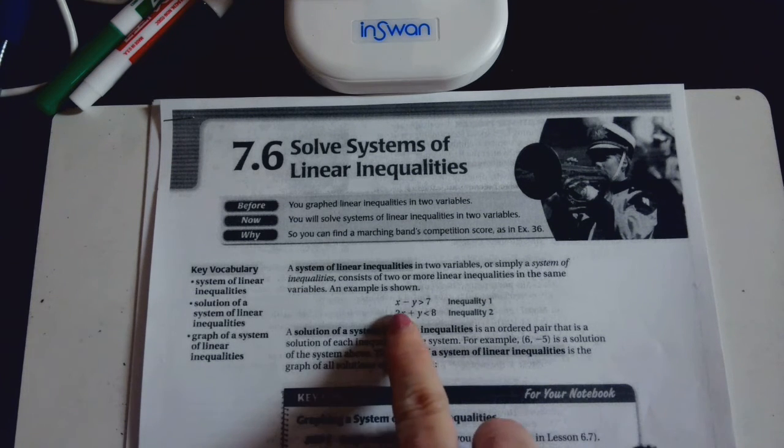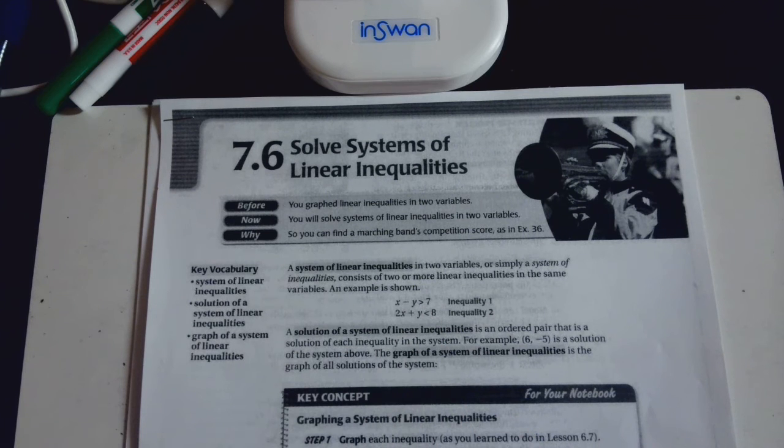So they have an example, x minus y is greater than 7. That's your first inequality. And 2x plus y is less than 8. A solution of a system of linear inequalities is an ordered pair that is a solution of each inequality in the system. For example, (6, -5) is a solution of the system above. The graph of a system of linear inequalities is the graph of all solutions of the system.